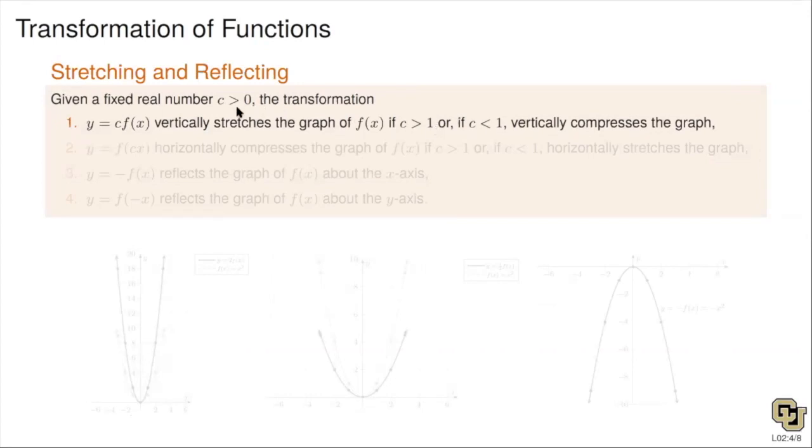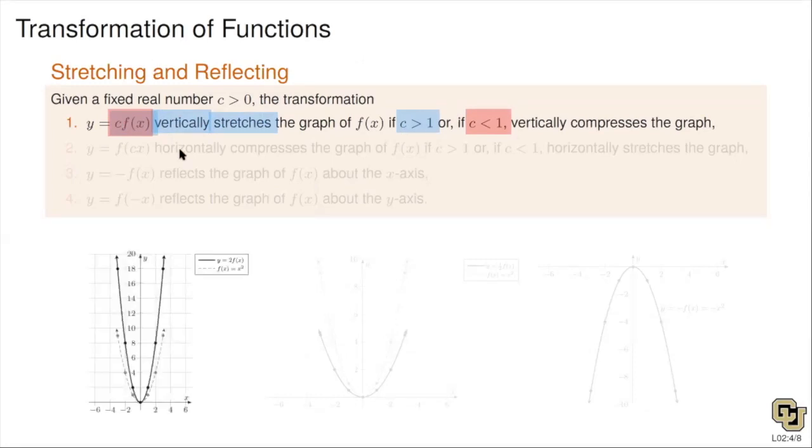So here, again, I assume c is positive. If c is greater than 1, and you multiply c to the outside of the function, to f of x, then that's going to cause stretching in the vertical direction. That means you pull it up and down. We're pulling in the up and down direction. If c happens to be less than 1, and we multiply it to the outside of the function, then we get compression. You push it down in the up or down direction, in the vertical direction.